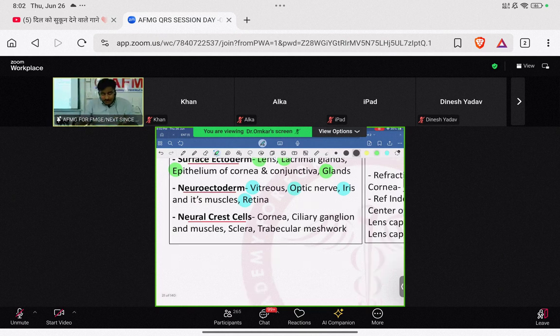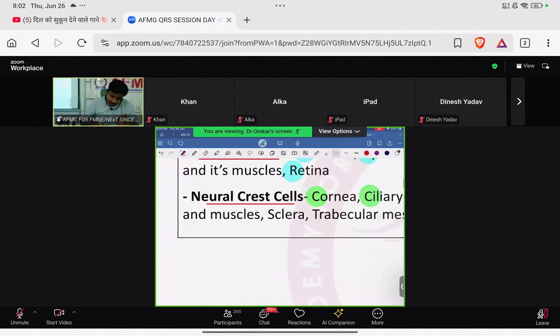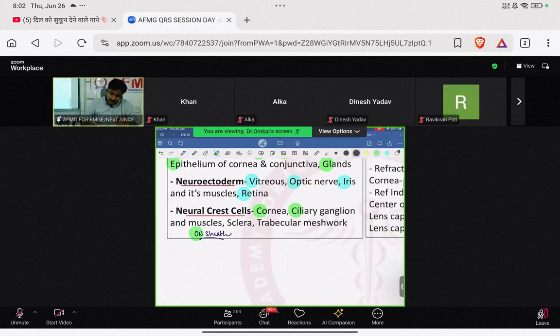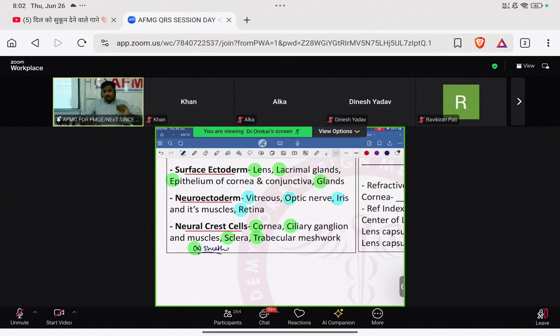And lastly, it is nothing else but neural crest cells. Neural crest cells are going to be forming the COST. COST means C for cornea and the ciliary ganglion or muscles. O for optic nerve sheath. It is optic nerve sheath basically. You can remember it for the mnemonic. Next, S for the remaining part of sclera. We know some part of sclera is derived from mesoderm, the remaining part is derived from neural crest cells, and T for trabecular meshwork. So COST is the mnemonic that you can remember over here.